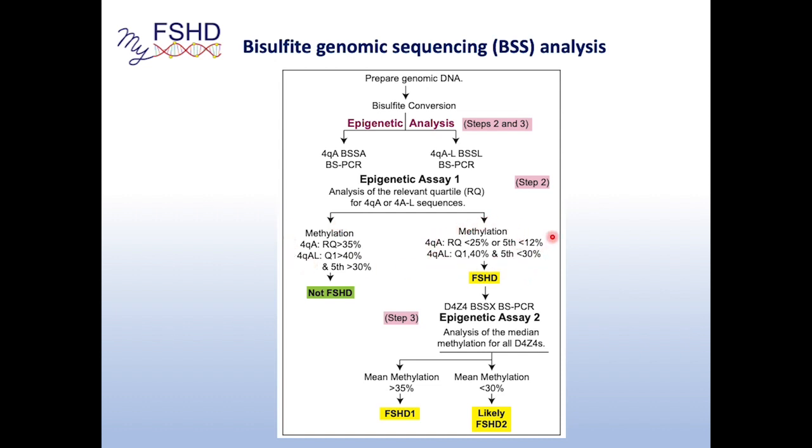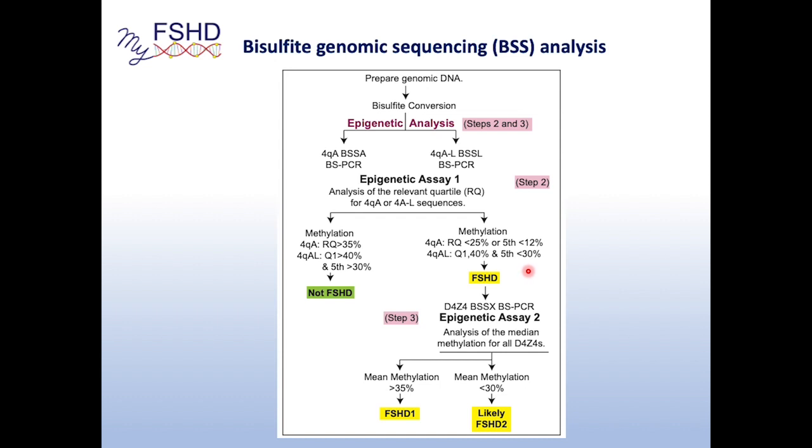Low levels of methylation, different metrics, it is FSHD, or it's associated with FSHD. Now, 4A and 4AL have different metrics. 4AL is heavily methylated, even in FSHD, so we actually have different metrics to look at. And this is important, and this is one of the several places where other methylation assays in FSHD that are being attempted to be used for diagnostics get it wrong. You need to know to distinguish 4A from 4AL.